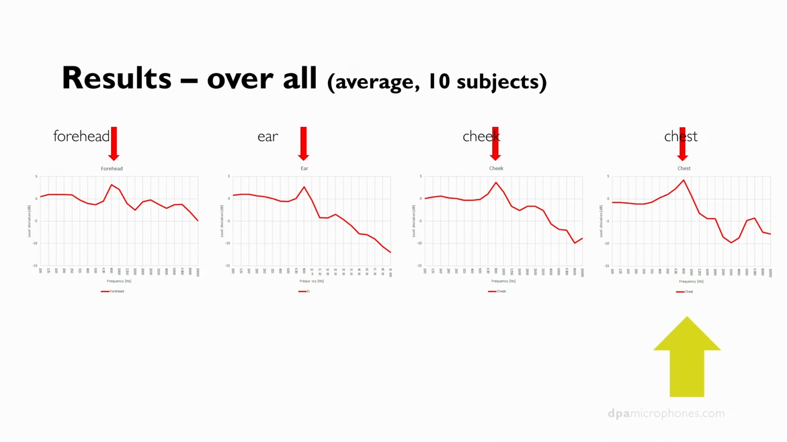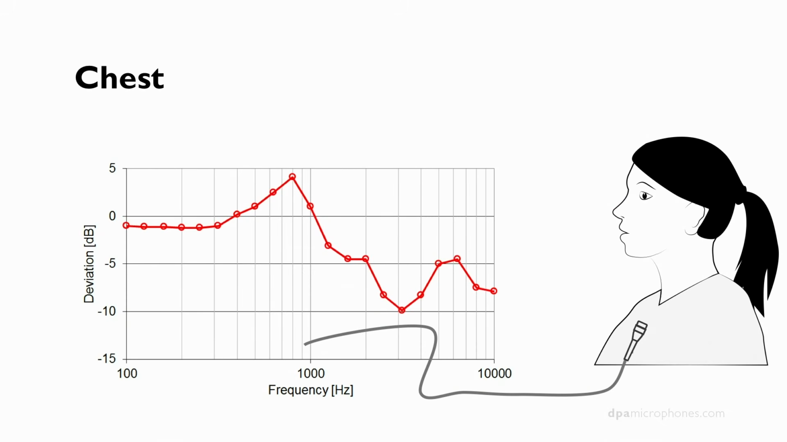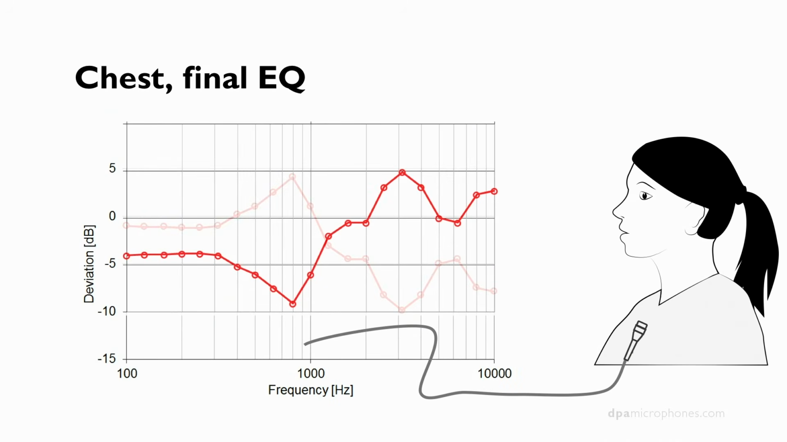So the conclusion would be that the chest position has this EQ here, and you would have to do the counter EQ, which would look like this. It's a little drastic, but it should give you a hint. It should be a good starting point to where to attack the EQ. But again, use your ears when you do it.